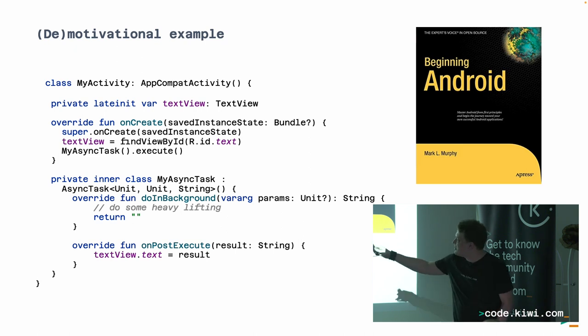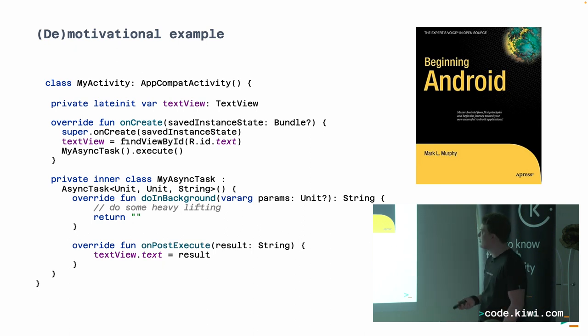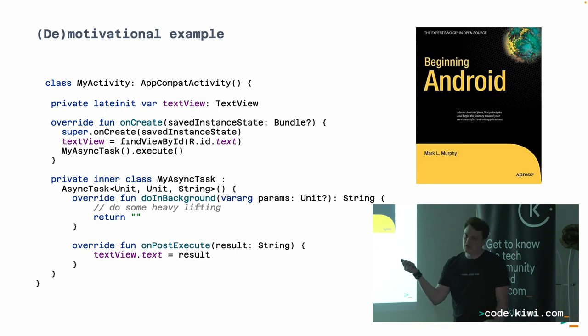But aside from the inner AsyncTask, which is going to crash the app if you do a rotation, or if you launch another activity and you don't have keep activities on, who's the stakeholder of this class, really? What does it actually do?